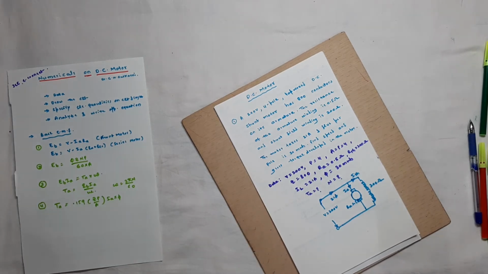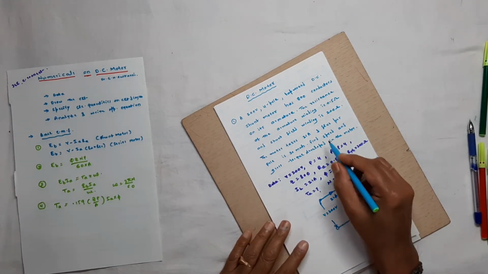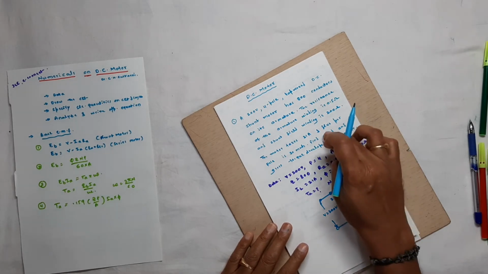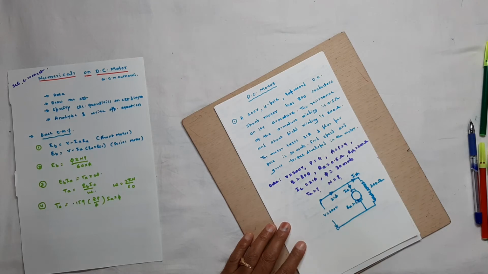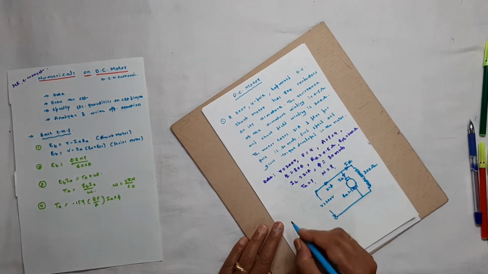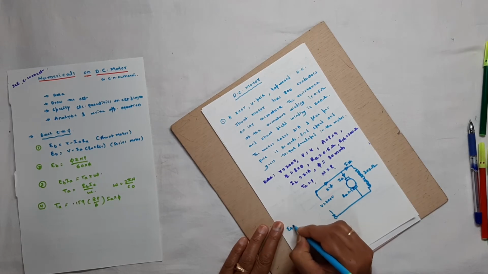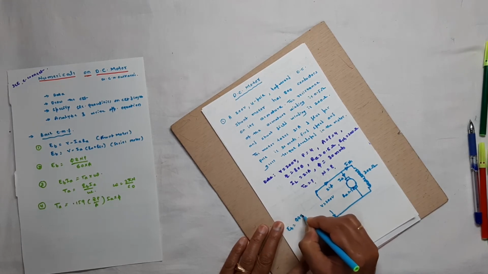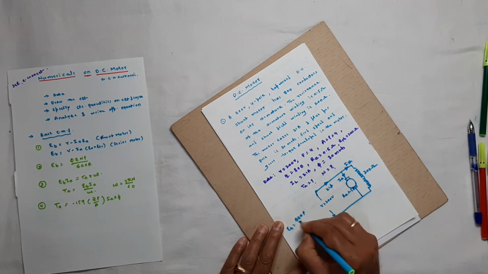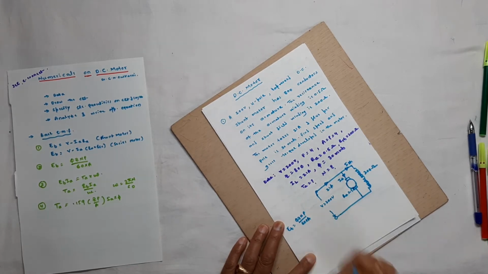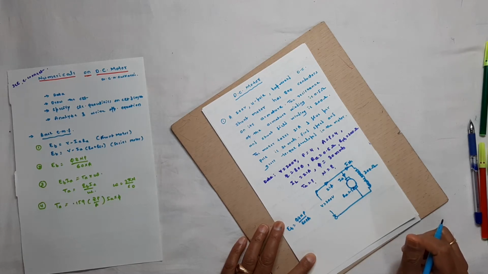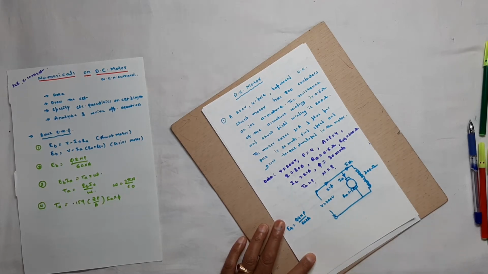And other things. First, what he asked is find the speed. The speed of the machine, you have to calculate. The speed is appearing in the back EMF equation, that is EB. Therefore, we know that EB is equal to ΦZNP by 60A. In this equation, I have got the speed N. Therefore, the first objective is to find out EB.